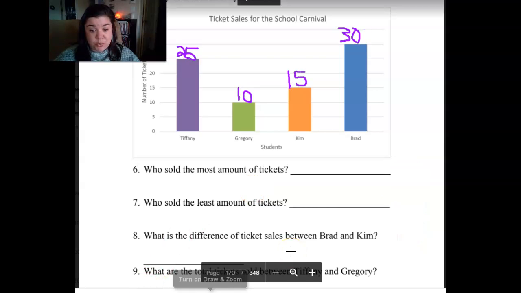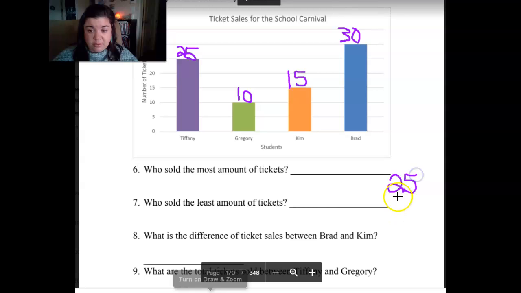Our next question is, what are the total tickets sold between Tiffany and Gregory? So I have Tiffany here and Gregory. 25 and 10. Are we adding or subtracting if they want to know the total tickets that Tiffany and Gregory sold together? And you're just adding 10. We've done this before. What is it when you just add 10? You just change that number. But work it out if you need to.